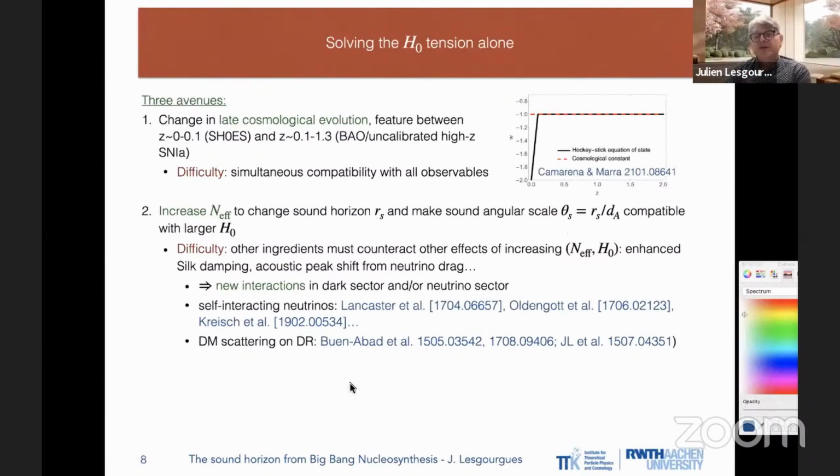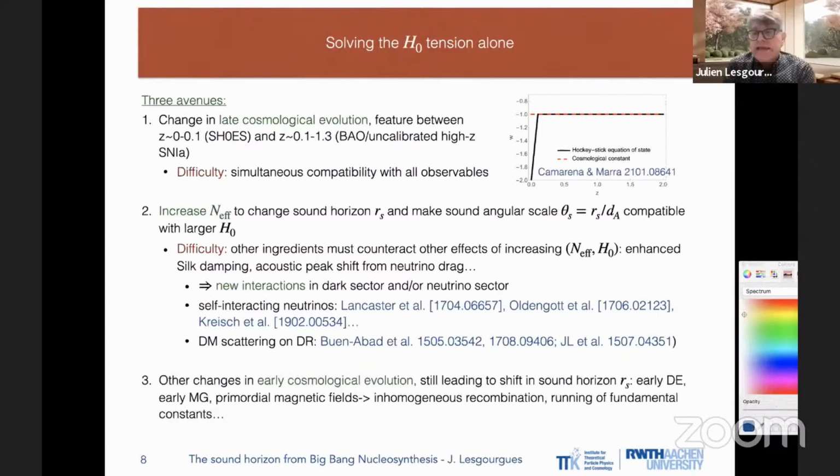Some models that have been relatively successful a few years ago, since two or three years, were self-interacting neutrinos with a very large self-interaction rate, or dark matter scattering on dark radiation particles, which can be motivated by relatively simple constructions for the dark sector. In these models, the neutrinos or the dark radiation do not free stream, and this helps to solve this acoustic peak shift effect or this extra Silk damping effect a lot. So I will tell you in a few slides if these models are still successful.